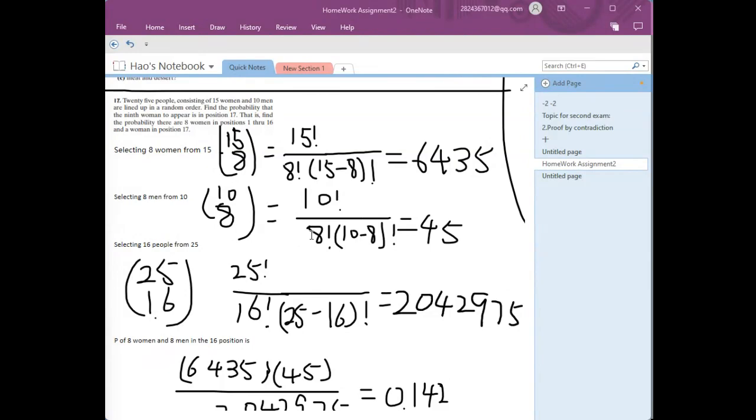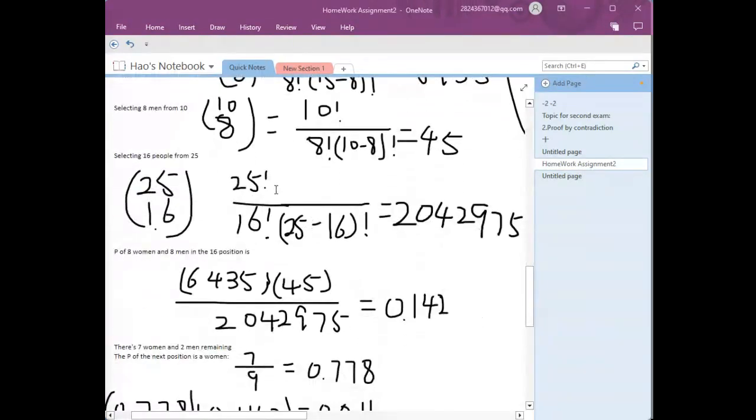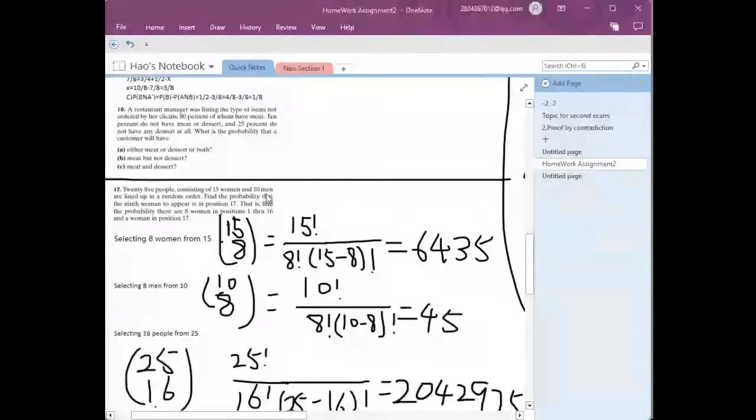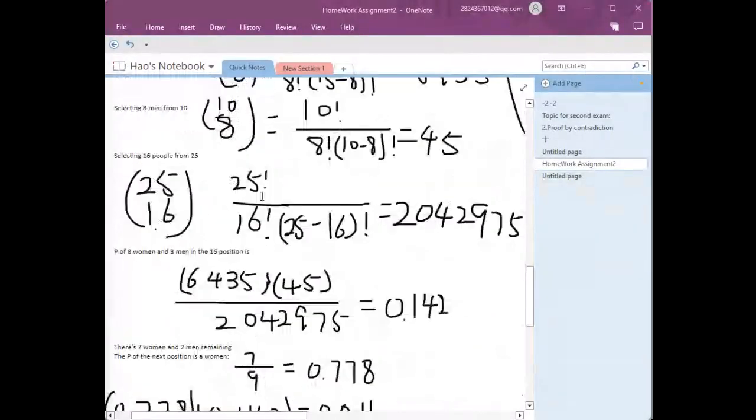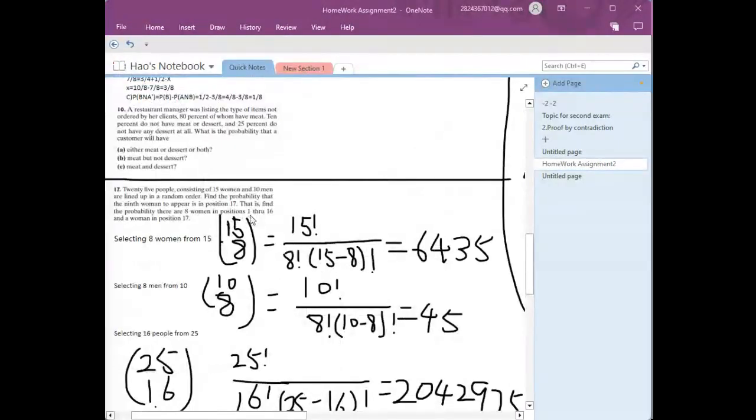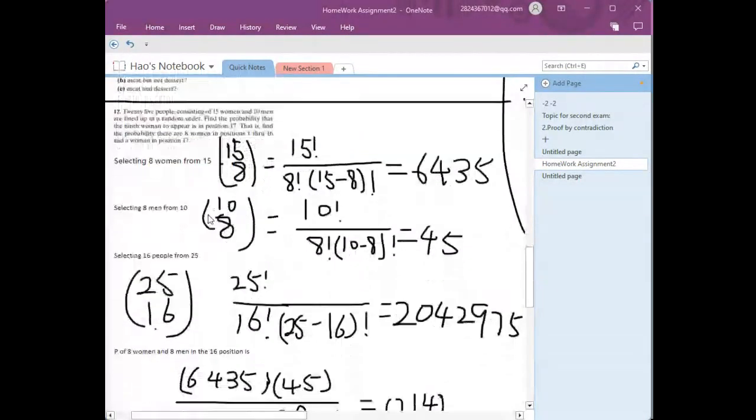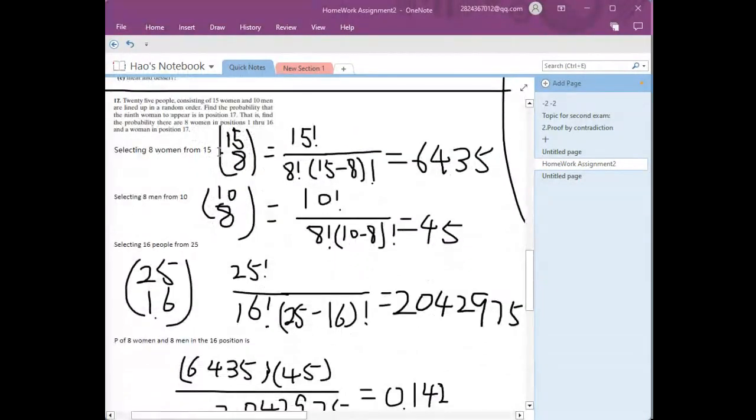Selecting women from 15. Great. Selecting men from 10 of them. Why are we selecting 10 men from 10? Because there are 16 of them, and it says that 8 of them are women. Got it. So because we have 16 positions, we have women and men, so there are this many ways of doing that.